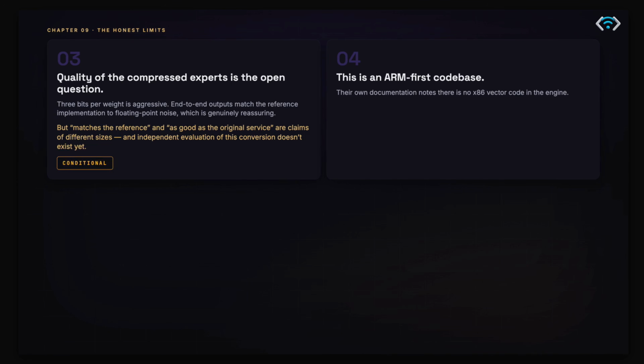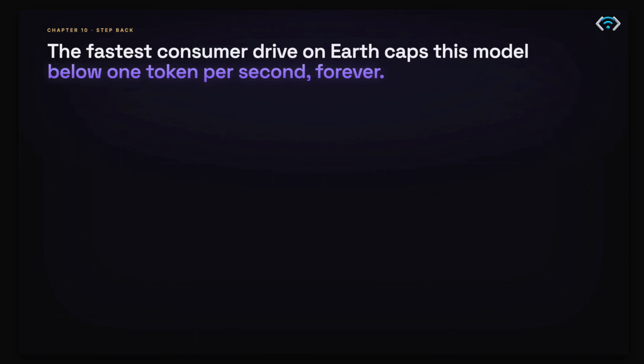4. This is an ARM-first codebase, and their own documentation notes there's no x86 vector code in the engine. If you're not on Apple Silicon or comparable ARM hardware, read the backend documentation before assuming your machine is the machine they measured. Step back, because there's one idea under all of this.